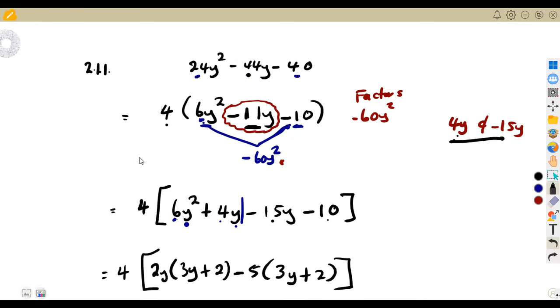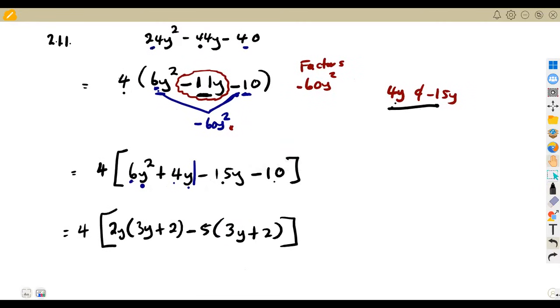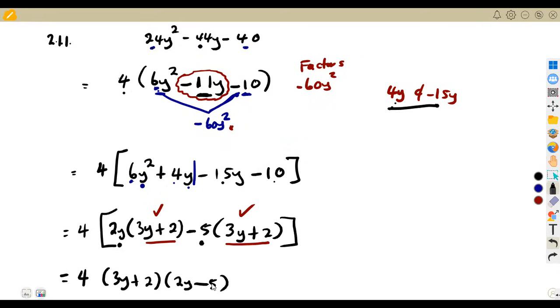All right, so this is what we are going to have. And checking now, we can see that we have something that is common. And this is always the case. These two brackets should always be the same. So you factor out that common bracket, which in this case is 3y plus 2. And on this part, you remain with what? With the 2y minus 5 in this case.